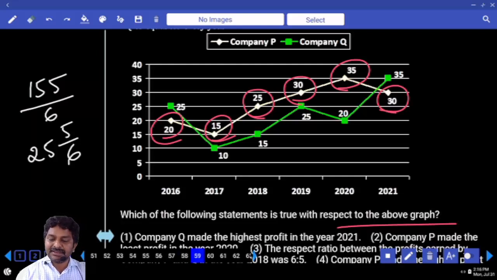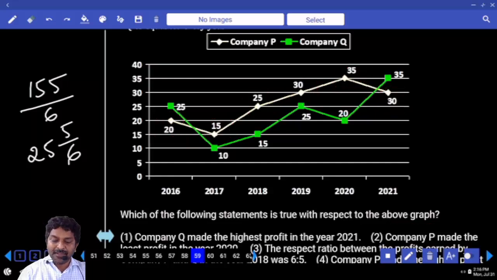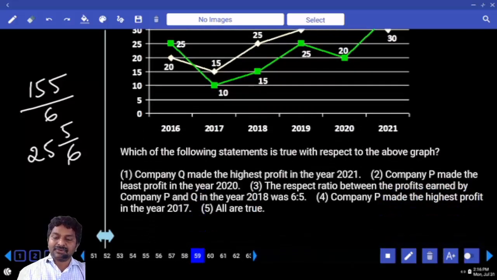Which of the following statements is true with respect to the above graph? Company Q made the highest profit in the year 2021. When you observe Q's profits, in which year did Q make the highest profit? 2021. Is this statement true? So 1 can be your answer. Come on, can we directly answer the first option as the answer? No, because in the fifth option we have all true. That means the first option is part of the fifth option. So we need to verify one more thing.